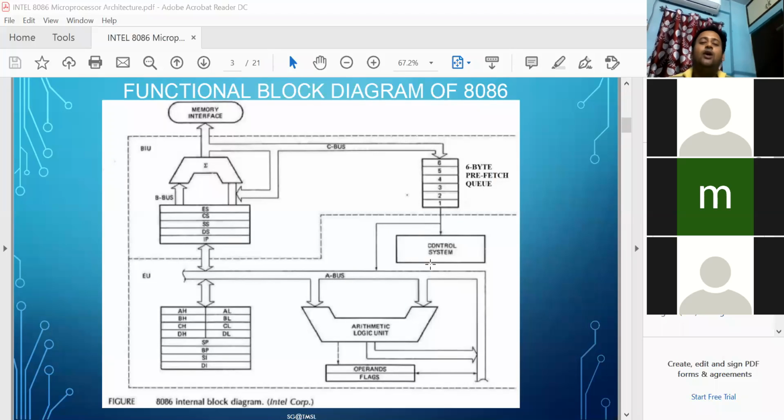Here the opcode has been interpreted and it gives the signals according to your requirement. According to this addition requirement, it gives the signal to BL and CL that you need to add. Again, it gives the signal to the ALU that you need to perform the addition. So it gives the signal to register BL to release its value. That value will be transferred through this bus and stored in this position, 05. Then it gives the signal to CL to release the 04 data byte.